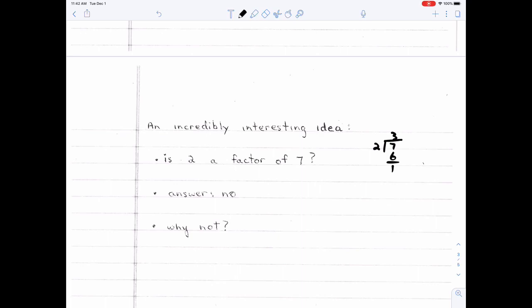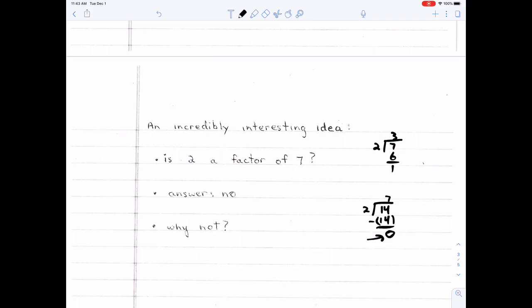So let's say I take 14 and divide by 2. Is 2 a factor of 14? Yes. Why? Because there's no remainder. You could say the remainder is 0.